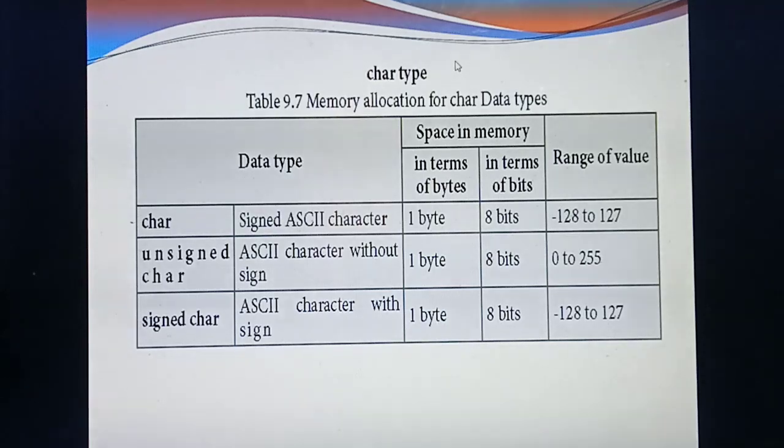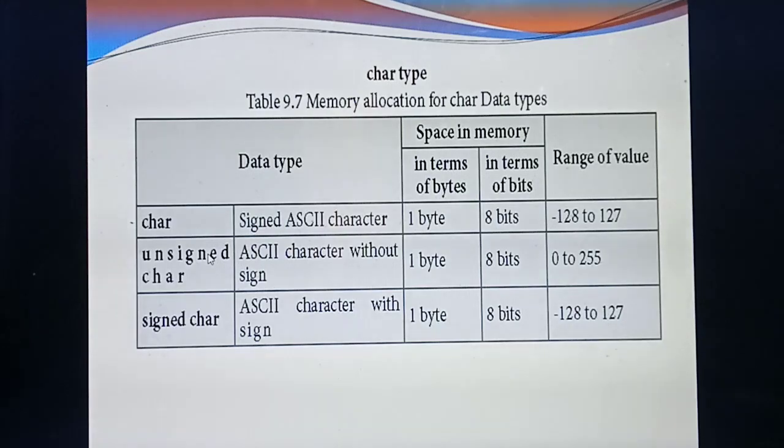So under the character data type, what are the modifiers used? First one is char. Normally it is signed. That is signed ASCII character. What do you mean by signed ASCII character? ASCII values. For example, the ASCII value of A is 64, ASCII value of B is 65. A signed ASCII character is minus 64 or plus 64. That's the representation, signed ASCII character. Here, character we have already studied. What's the memory capacity? 1 byte, isn't it? In terms of bits, 8 bits.